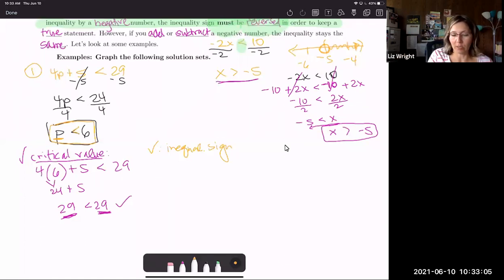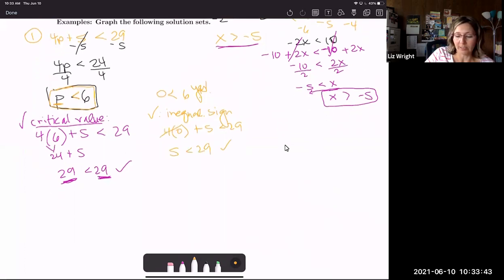So let's check our inequality sign. Pick any value that is less than 6. I think a really easy one is check 0, because is 0 less than 6? Yes, it is. So we plug in 0, and it's 4 times 0 plus 5 is less than 29. So this goes to 0, and we get 5 is less than 29. Is that a true statement? Yes. So that means our inequality sign is also correct.